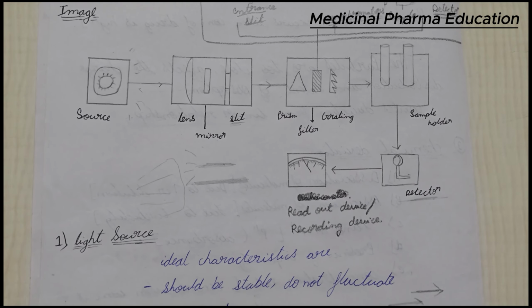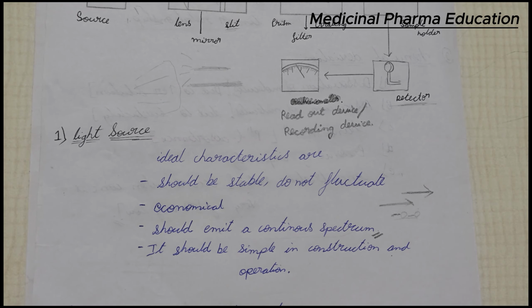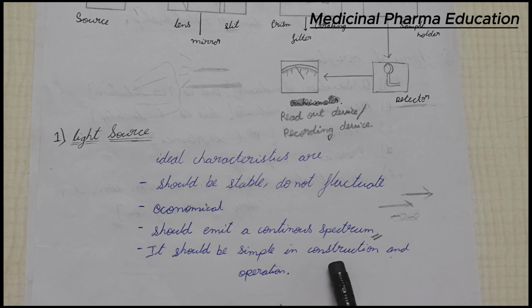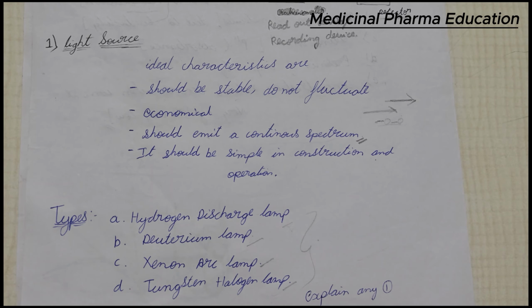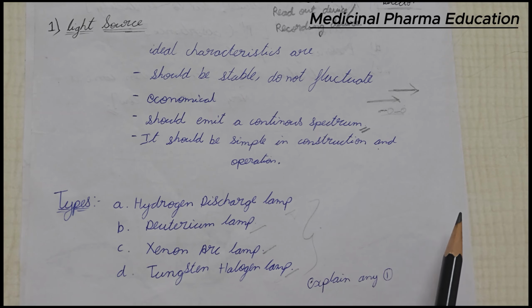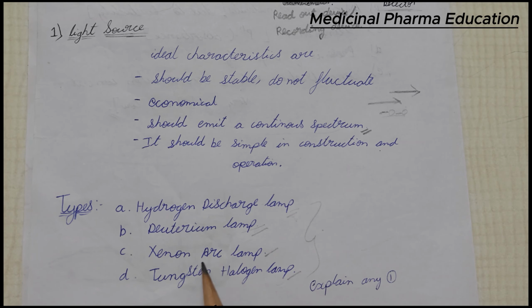Firstly, the light source. What are the ideal characteristics of the light source? Firstly, we should know that it should be stable, it should not fluctuate, economical, should emit a continuous spectrum, and should be simple in construction and operation. These are the basic ideal properties of any light source. And there are mainly four types. In exam you can explain any one of them. Here there are the hydrogen discharge lamp, deuterium lamp, xenon arc lamp and tungsten lamp. These are the main four types.